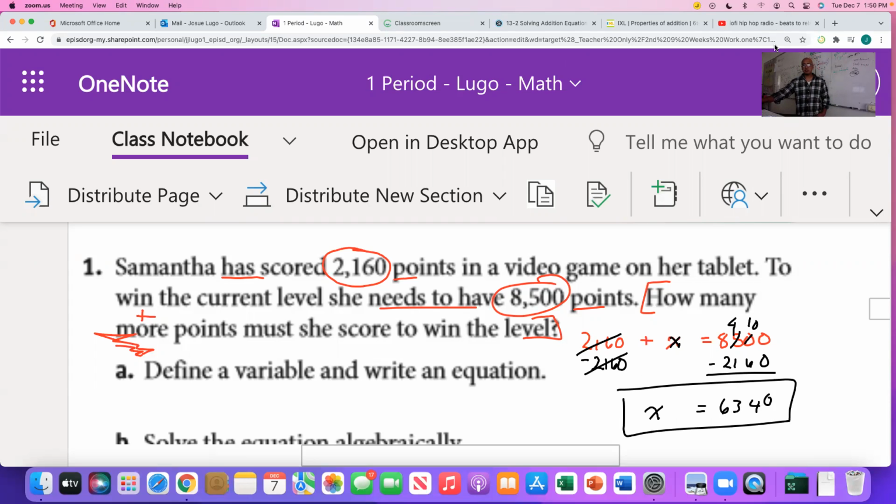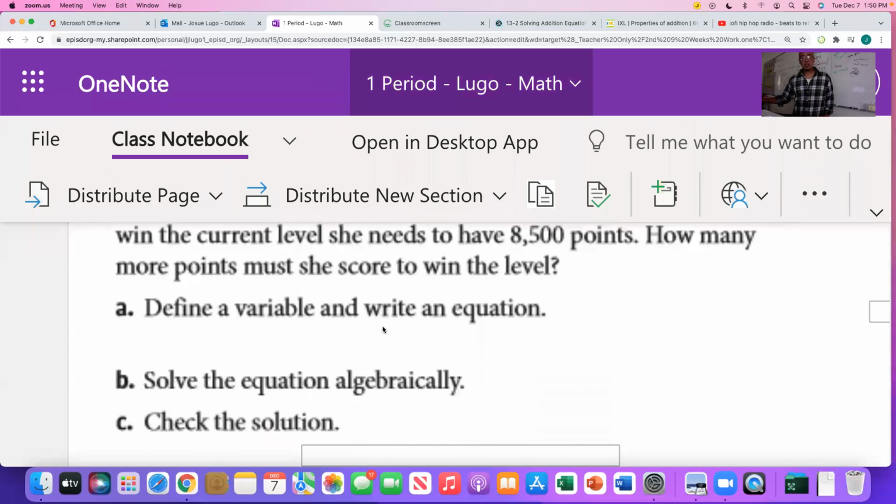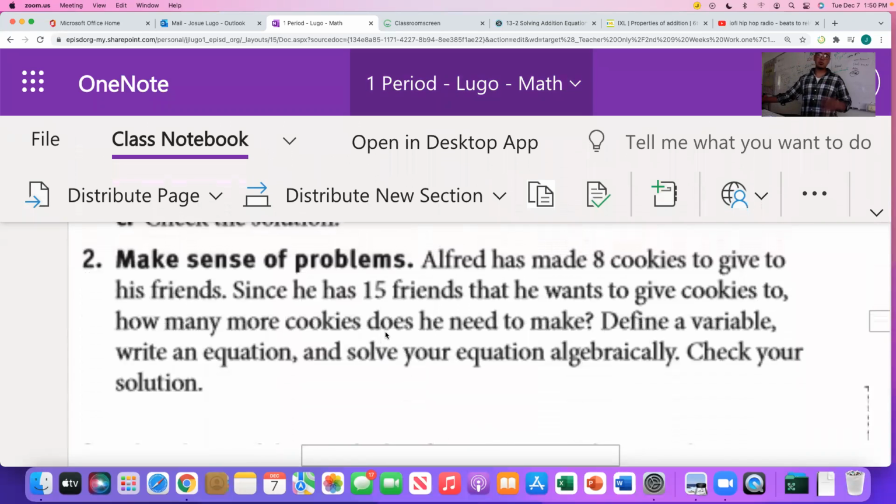Ladies and gentlemen, I hope that you found this video helpful. And just a heads up on number 2 on Schoology, it says 2A and 2B. 2A would be the equation and 2B would be the answer. What is the variable on that equation? That is going to be the case for the rest of the problems in this assignment today.